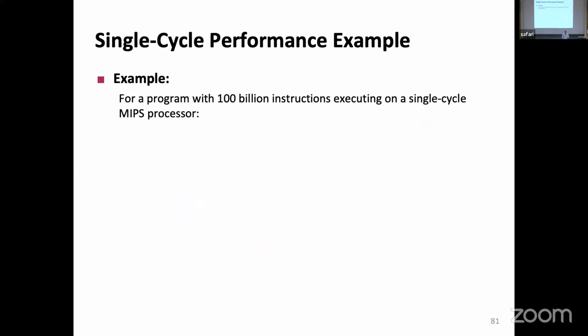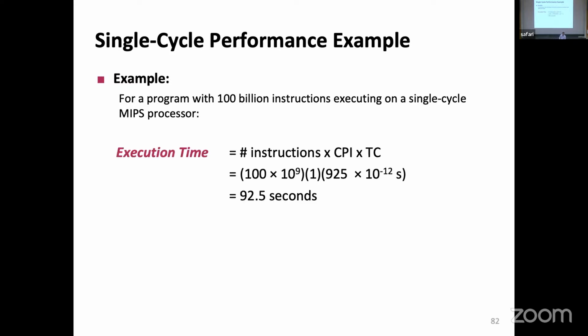Now, we want to calculate how much this thing can take for a program with 100 billion instructions executing in a single cycle MIPS processor. Okay, let's put the numbers. Execution time is number of instructions times CPI times the time constant. So we have 100 billion instructions. CPI is 1. I use 925 picoseconds or 0.925 nanoseconds. And if the calculation is correct, wait 2 minutes and 100 billion instructions will fly away.